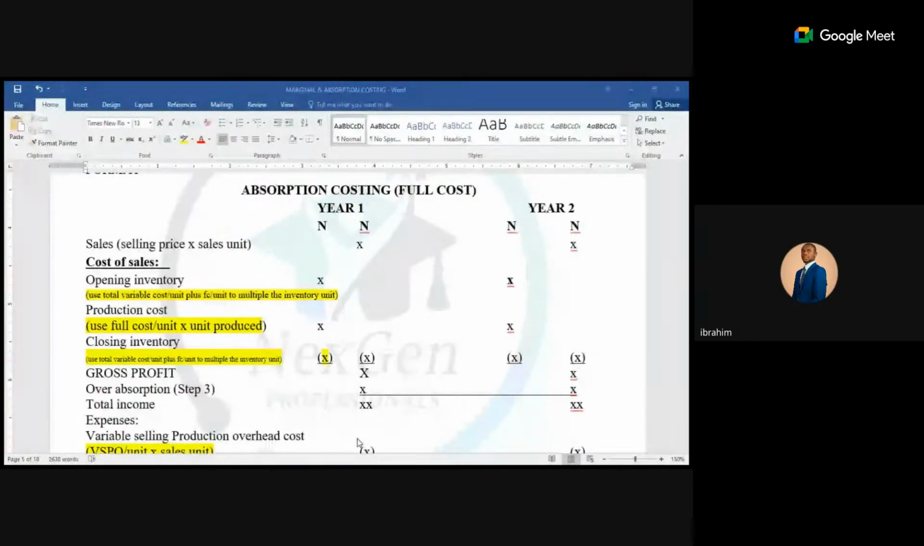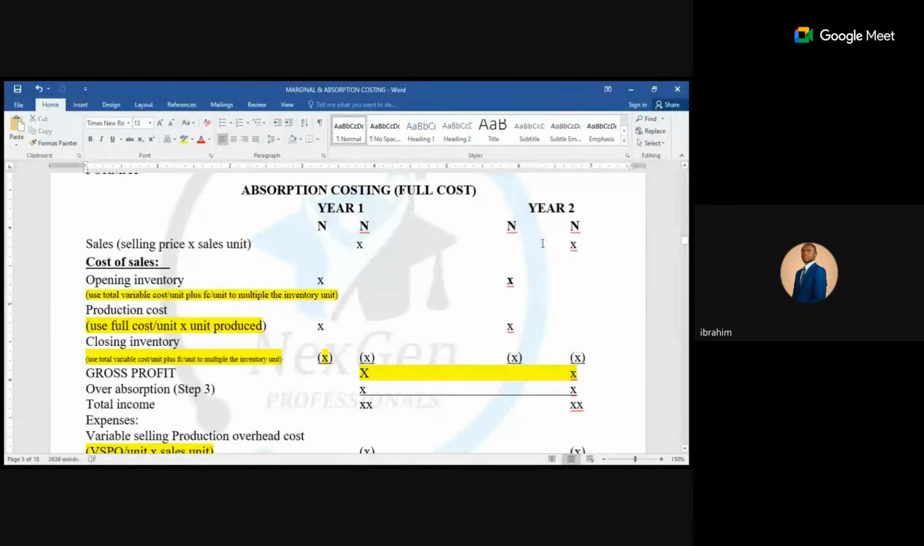Class, if you have the value of closing inventory, you have your opening inventory, you have your production cost, you less this, you have your cost of sales. This is your cost of sales, right? You deduct it from your sales. You have gross profit. Then add other income. Now, let me just pause from here.